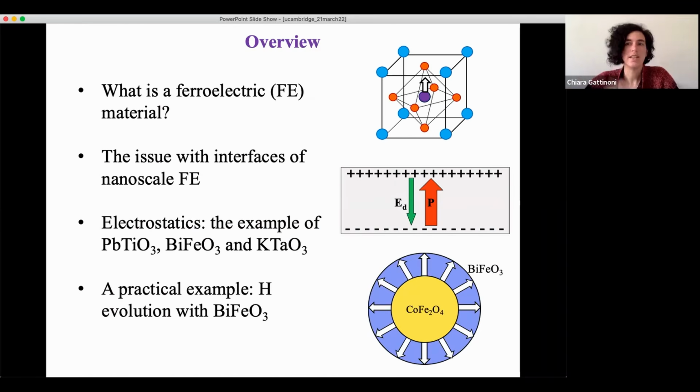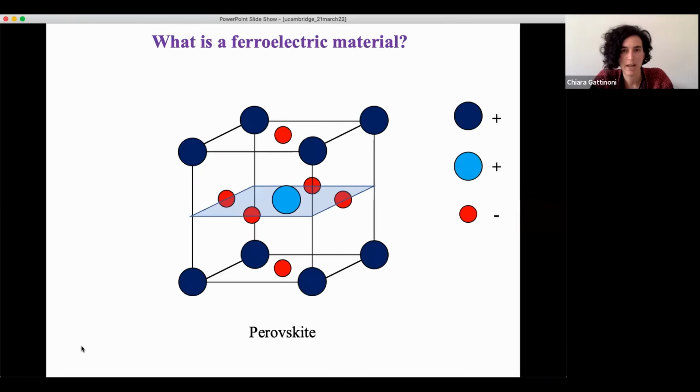We might all know what it is, but just to start all on the same footing, and then talk about what are the issues at the surfaces and interfaces using a number of examples and looking at some applications of nanoscale ferroelectrics. So I will talk about perovskites. Not all ferroelectrics are perovskites, but this is the type of material that I've been working on. You can have all sorts of structures.